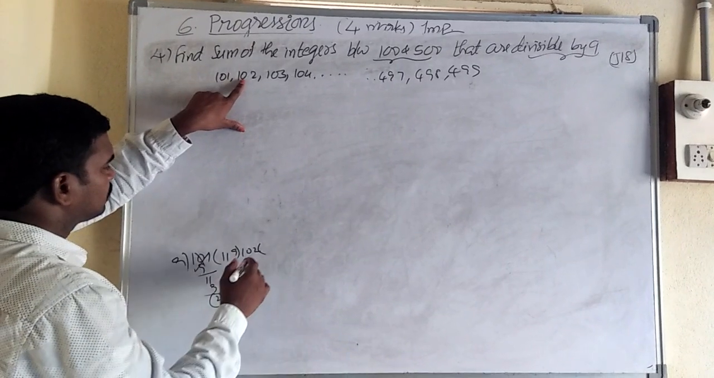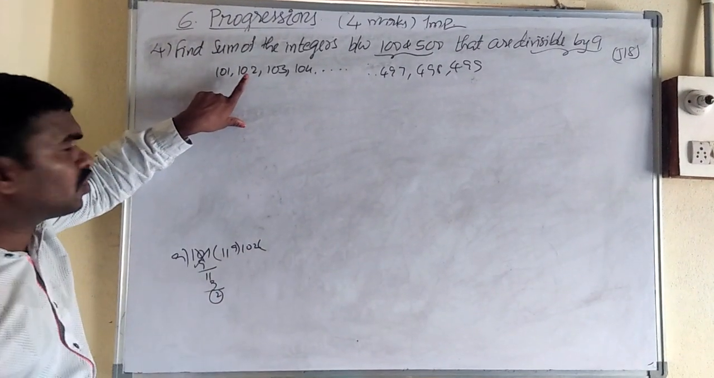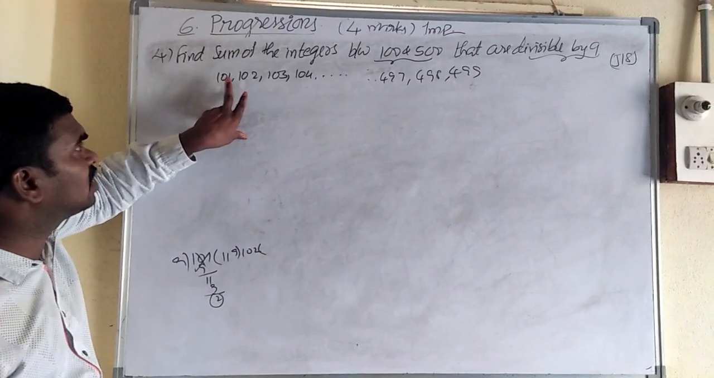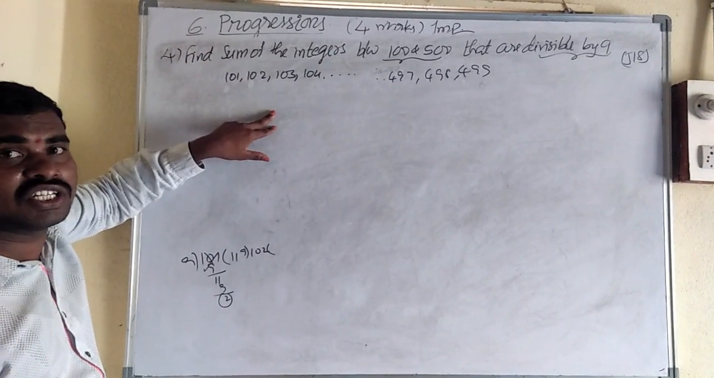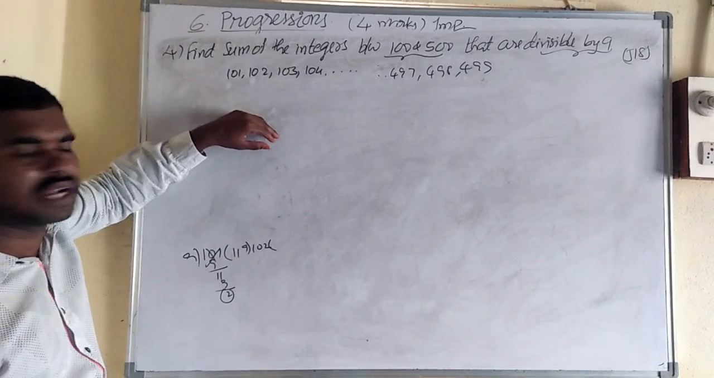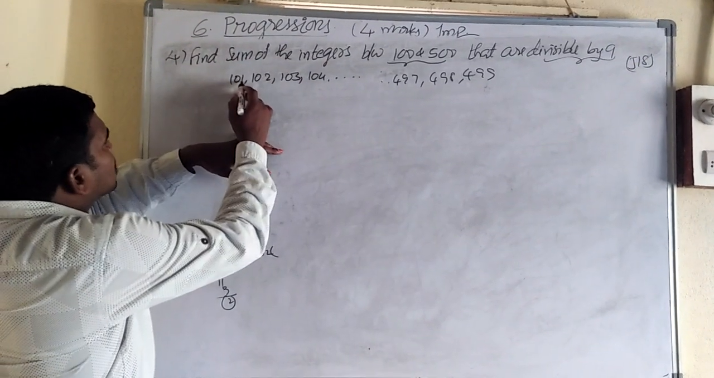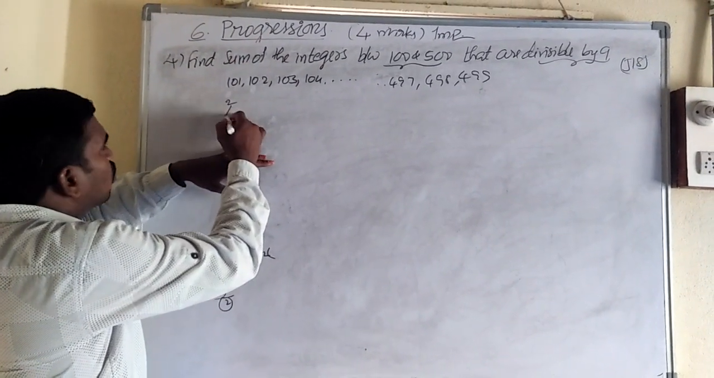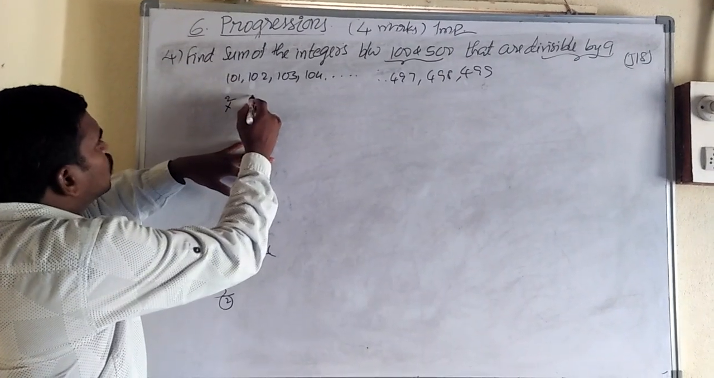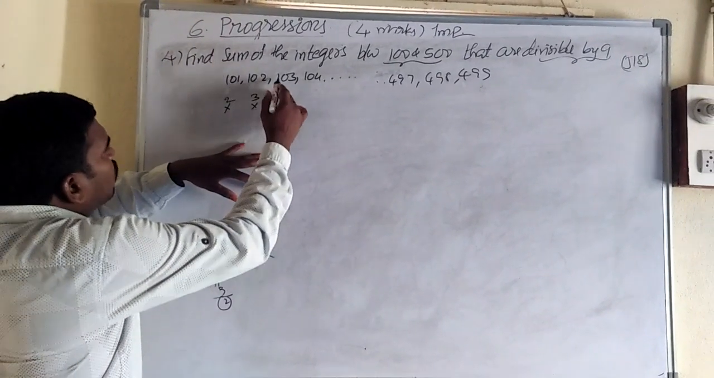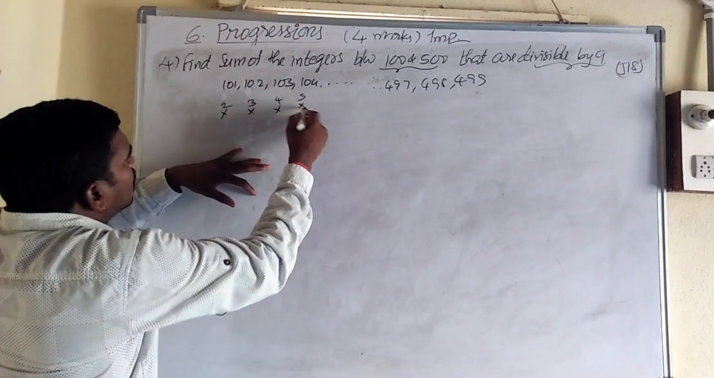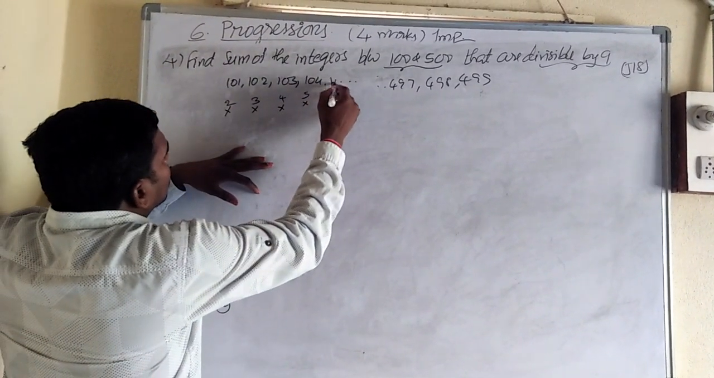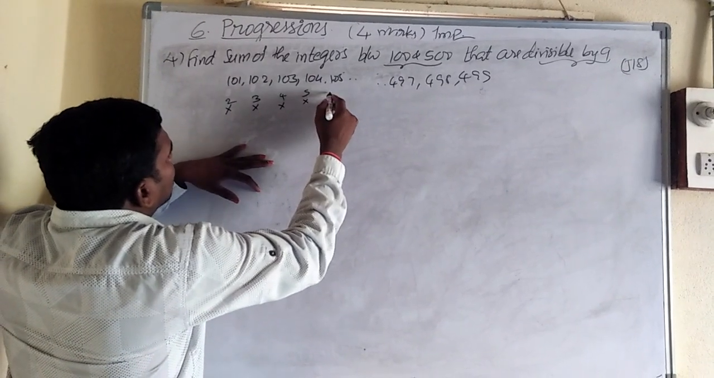Is it divisible by 9? To know which is divisible by 9, add the digits. If the sum of the digits is divisible by 9, the number is divisible by 9. So 1 plus 0 plus 1, 2. Is 2 divisible by 9? No. 1 plus 0 plus 2, 3. It's also not. 1 plus 0 plus 3, 4. No. 1 plus 0 plus 4, 5. Not divisible. Next, 105: 1 plus 5, 6.